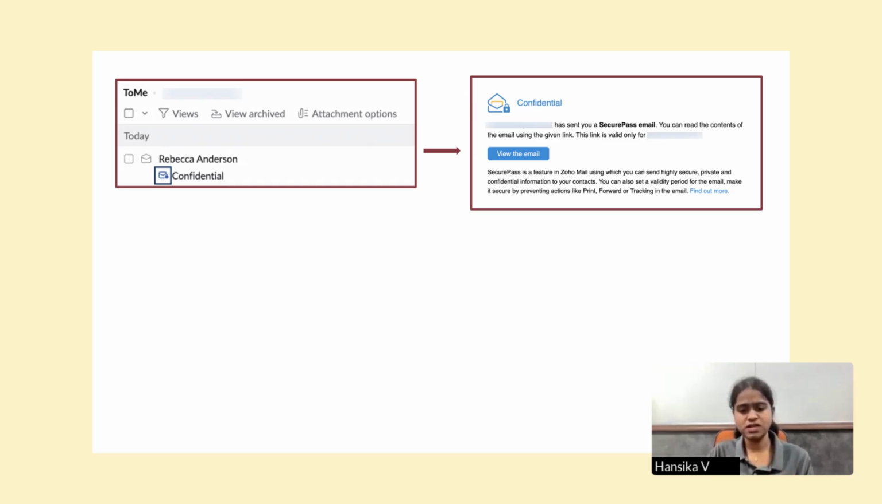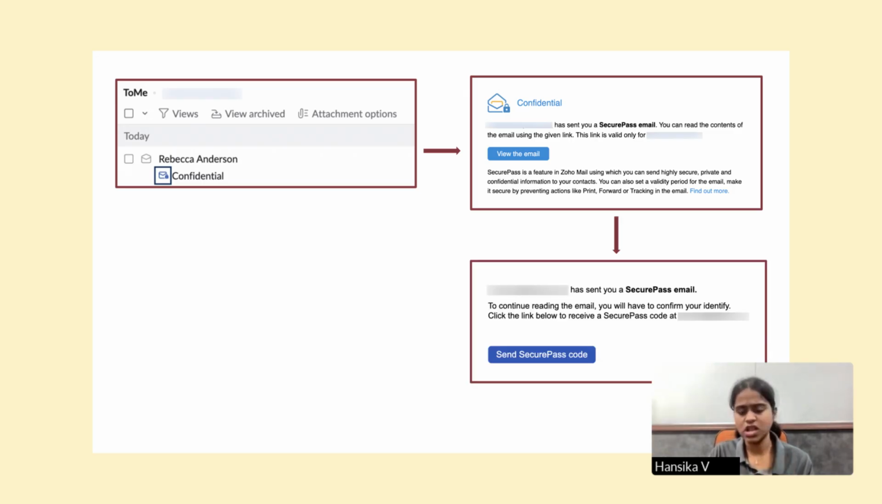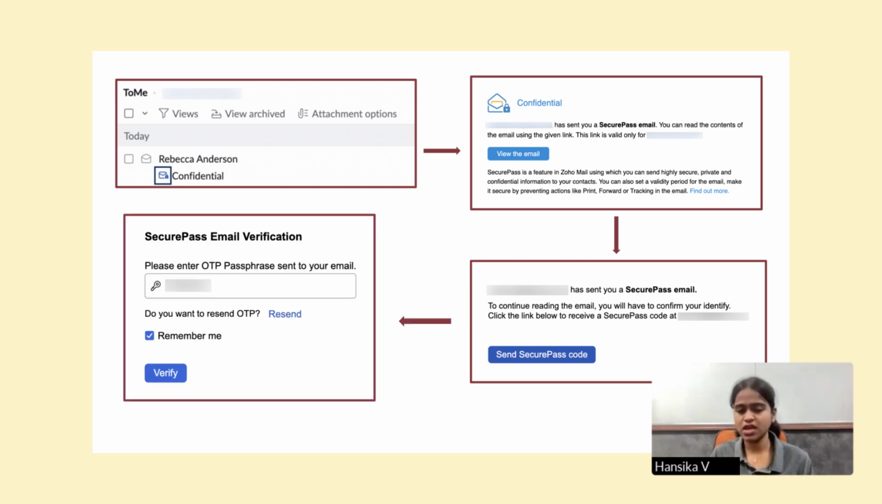An email with a subject named verification password will be sent to your email. So you'll have to open that email, and then you'll have to provide the passcode in the secure pass email verification pop-up. Once you do this and click on verify, this makes your access faster and smoother to your securely passed emails in your Zoho Mail inbox.